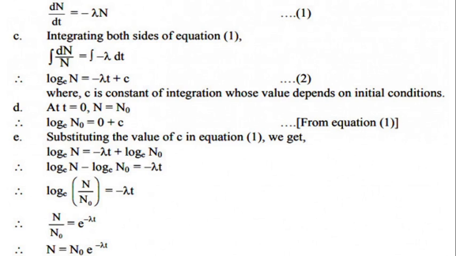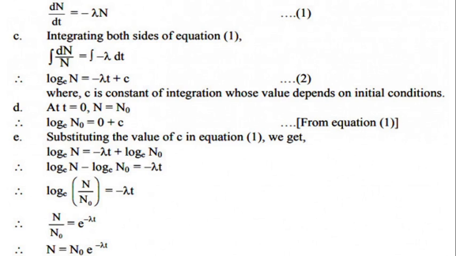Rearranging and integrating, what you will get, 1 by N dN on integration will give you log N, which is equal to minus lambda t plus c, where c is a constant of integration, and you can find out the value of constant of integration by applying initial conditions. So at the initial time, that means at t equal to 0, what is the value of N? We had said that N is N0 at t equal to 0. So you can apply that condition, that is at t is equal to 0, N is equal to N0.